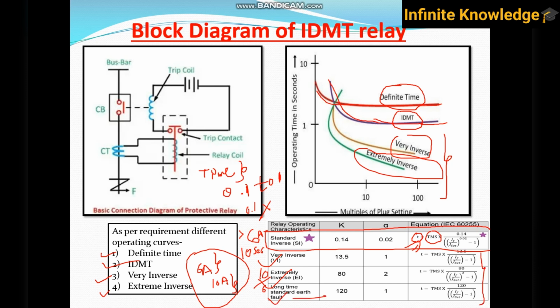And this is just a block diagram. You can see there is a CT, which is a current sensor, or you can say current transducer, which senses the current and sends it to the relay. And there is one relay coil. The relay continuously checks the ampere whether it is high or not. If it is high, then after a particular amount of time defined by this formula, the relay will trip. That's why it's called the IDMT relay.